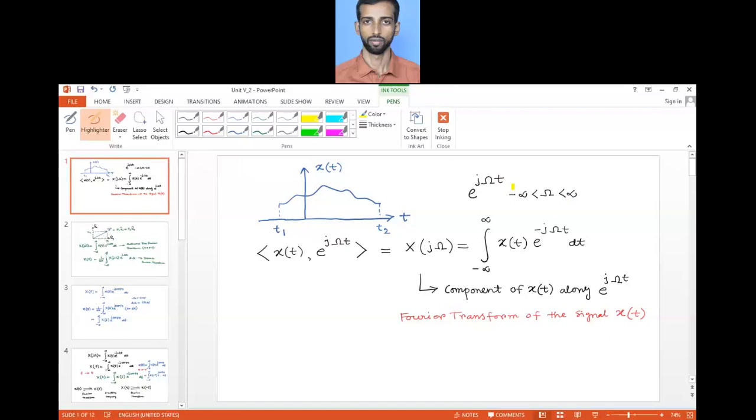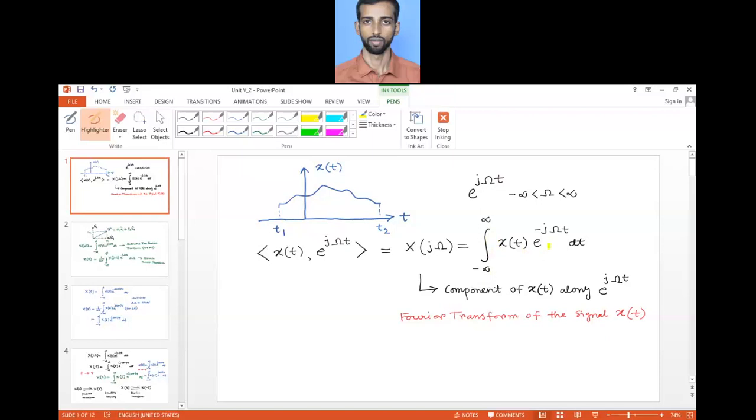So that can be done very easily by virtue of the inner product or dot product. And already we know what is meant by the inner product. You have this signal x of t, and if you just calculate the inner product between the signal x of t and this e to the power j omega t, that will give us the integration over minus to plus infinity of x of t e to the power minus j omega t dt. Here we have this integration sign because x of t is a continuous time signal, and we consider all the frequency components from minus to plus infinity.